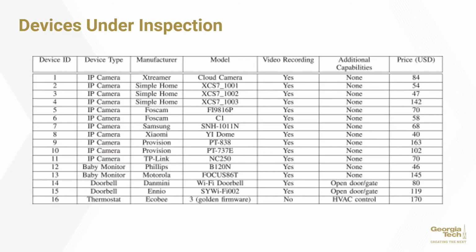So here we've got a list of the IoT devices that the paper tested its reverse engineering methodology on. Some of the devices include IP cameras, and IP cameras are just a type of digital video camera that receives control data and sends image and video data via an IP network. We've also got baby monitors that are similar to this. They both record video. And then we've also got doorbells, smart doorbells to be specific, and they allow the control of opening and unlocking doors and gates. And then finally, we've got smart thermostats.